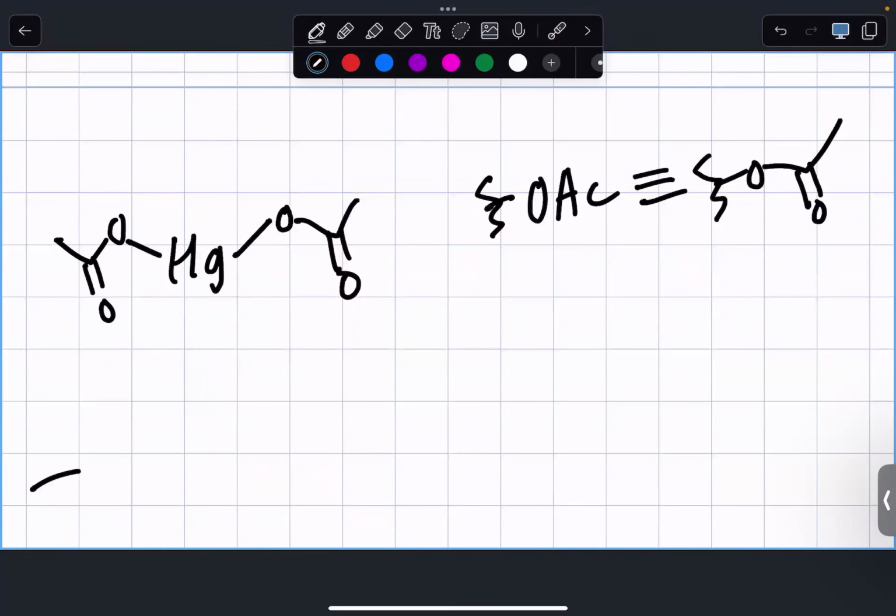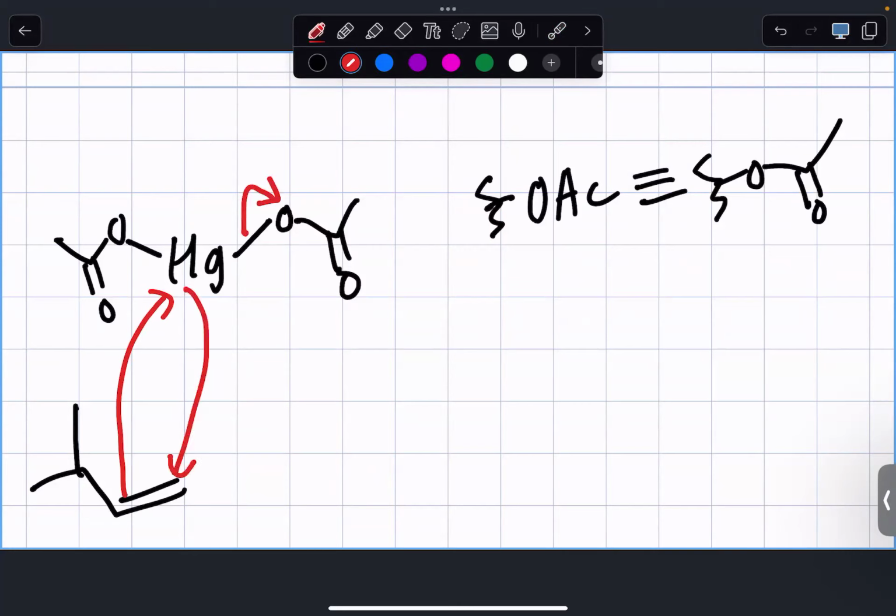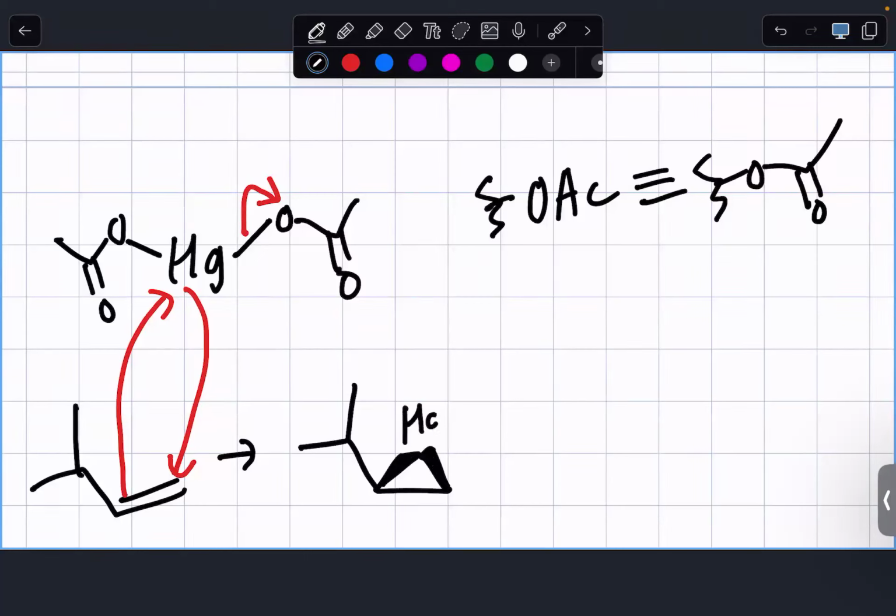The mechanism is going to be very similar to the X2, where one of the alkene carbons is going to attack the mercury, kick out one of the leaving groups, the OAc, and then the mercury is going to come back and attack the other side of the alkene, forming your mercurium ion. In this case, it doesn't matter if it's wedge or dash. Let's just say that it is wedge, but it could also be dash as well.